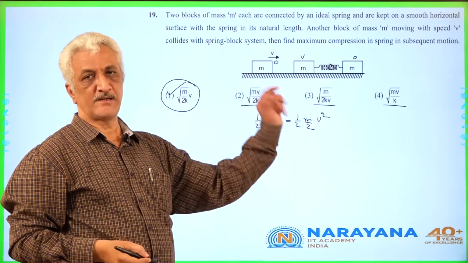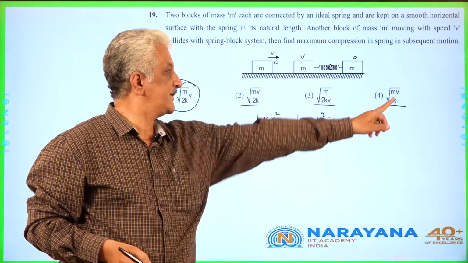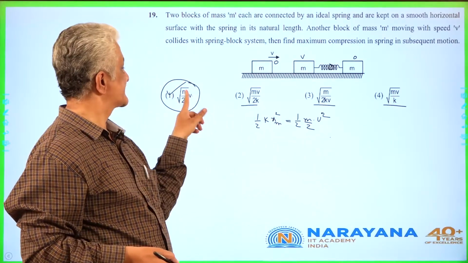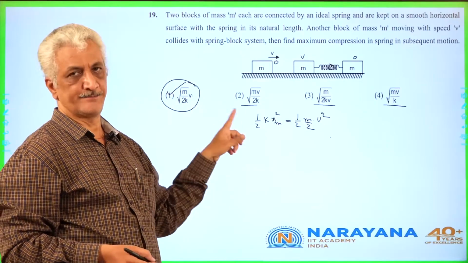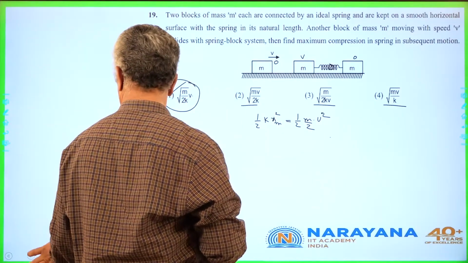Even without knowing the formula, check with the dimension. Automatically root V and V by V into root V will not match with this. Only the maximum X will be V here, that V should be outside, so this dimensionally matches. That is the easy way of calculating 19th. Next question.